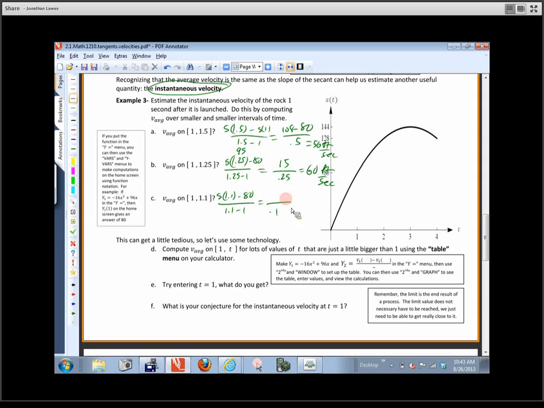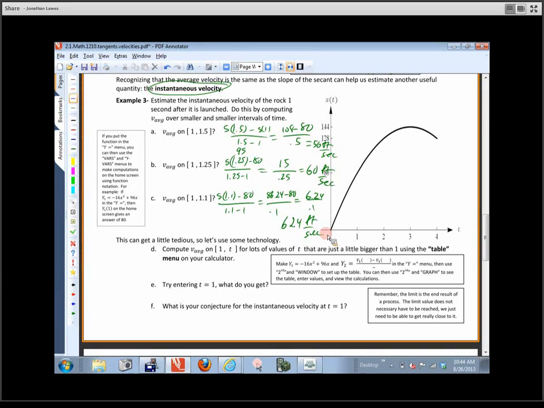Okay, and for you guys over here, s of 1.1, isn't that like, let's see, 86.24? Is that what it is? So 86.24 minus 80, so this is going to be 6.24 divided by 0.1. So that's going to make this answer 62.4 feet per second. You with me? Any questions?